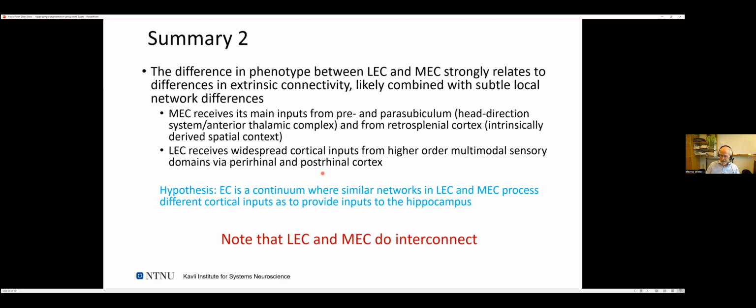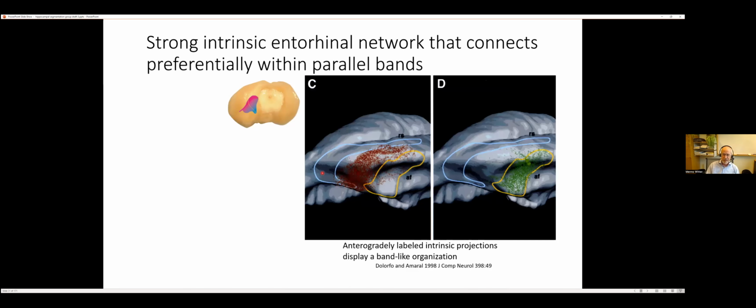Now, interestingly, LEC and MEC are interconnected, and this is the last part of the talk. It was known for many, many years by work from David Amaral again, that if you put a label and you label the axonal plexus of a particular part in the entorhinal cortex here, or you do it here, you get these beautiful band-like structures that are intrinsically connected. And remember that these bands project to different levels of the hippocampus. This one would project to the dorsal hippocampus. This one projects to the ventral hippocampus. This one projects to the intermediate hippocampus.